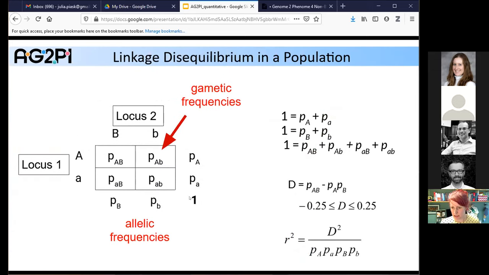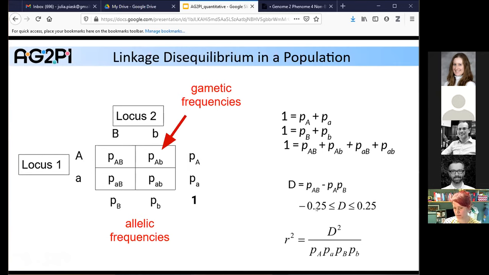And so the allele frequencies will sum to one. These are probabilities that range between zero and one. And then the gametic frequencies are also going to sum to one. And disequilibrium can be measured by looking at the difference in gametic frequencies over the difference in the allelic frequencies for that particular gametic combination.